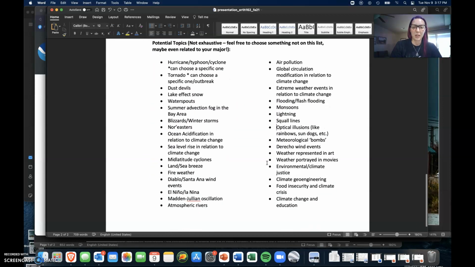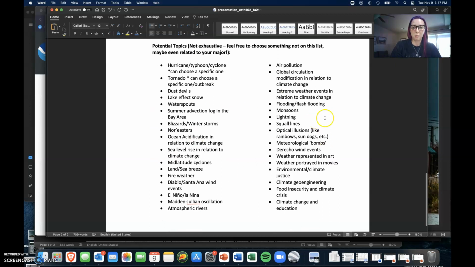So here's a non-exhaustive list of potential topics. Feel free to choose something that's not in this list. I highly recommend trying to do something that's part of your major. So you're going to be presenting this during the week before finals in lab sections. So that's when it's going to be due for everyone. And if you have any questions on anything, please let me know.